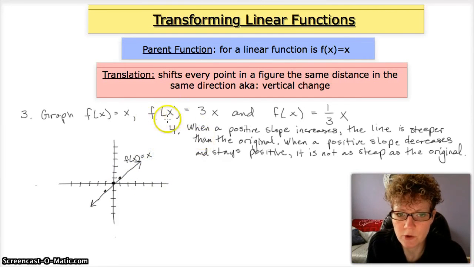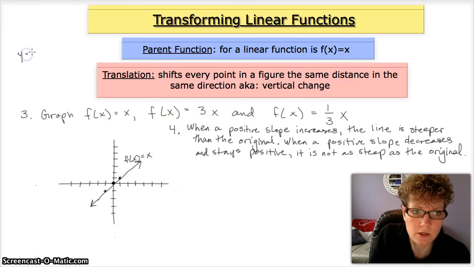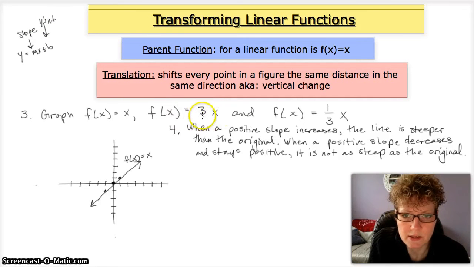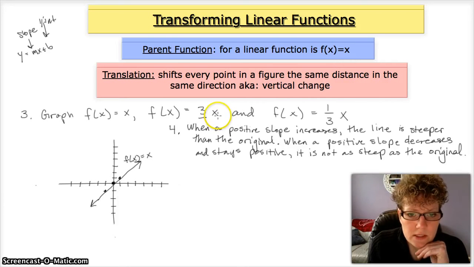Now we're going to graph f of x equals 3x. Again, I want to draw your attention to remember that y equals mx plus b. The m represents the slope, and the b represents the y-intercept. Looking at 3x, the slope is 3, and there's no y-intercept. That means it begins at the same point as the parent function. The intercept is 0, or the origin. So let's go ahead and graph this one.